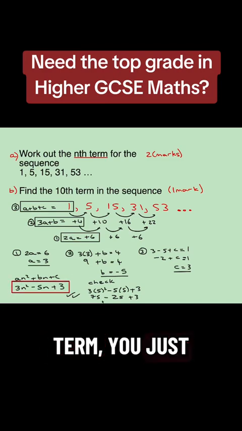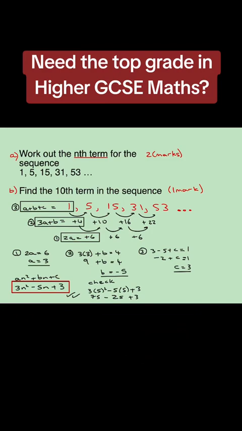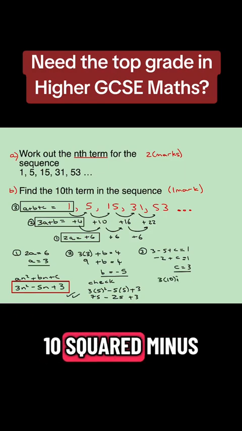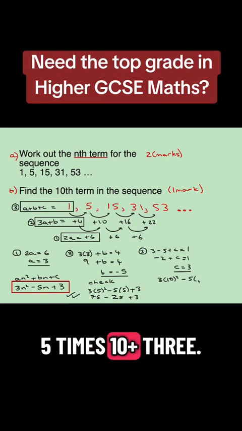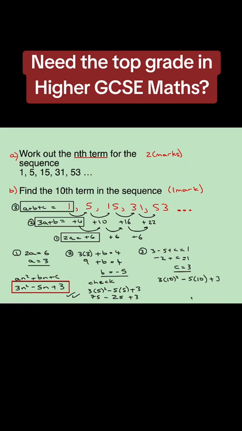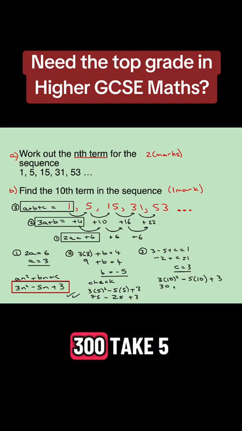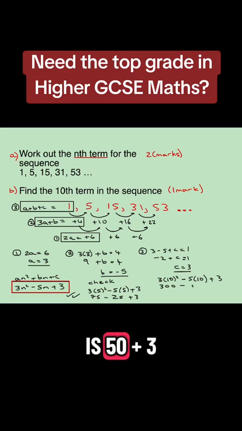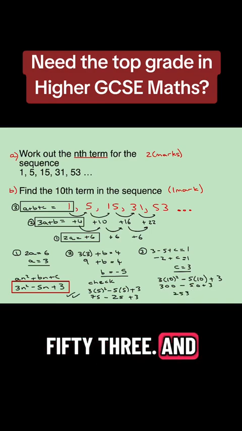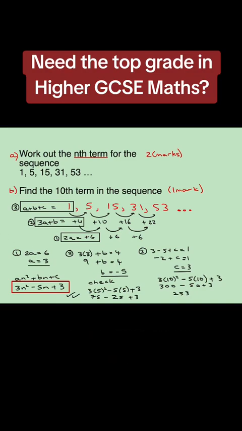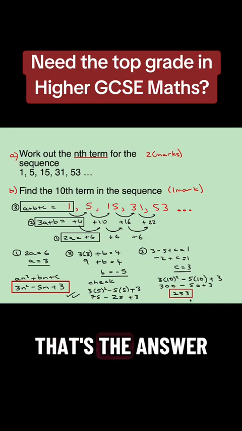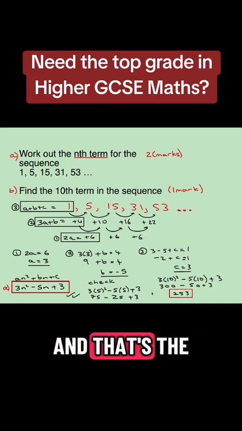And the 10th term, you just got to sub in 10 this time. So we can say 3 times 10 squared minus 5 times 10 plus 3. 10 squared is 100 times 3, which is 300. 300 take 5 times 10, which is 50, plus 3. 300 take 50 is 250, plus 3 is 253. And we'll put that in the red box as well, because that's the answer for part B. That's the answer for part A, and that's the answer for part B.